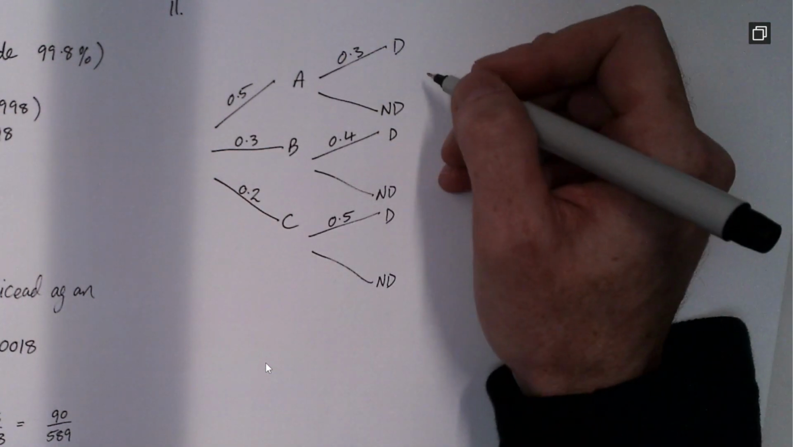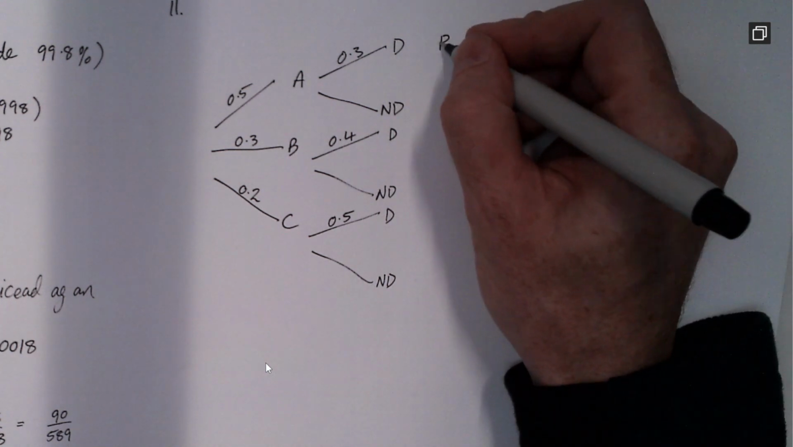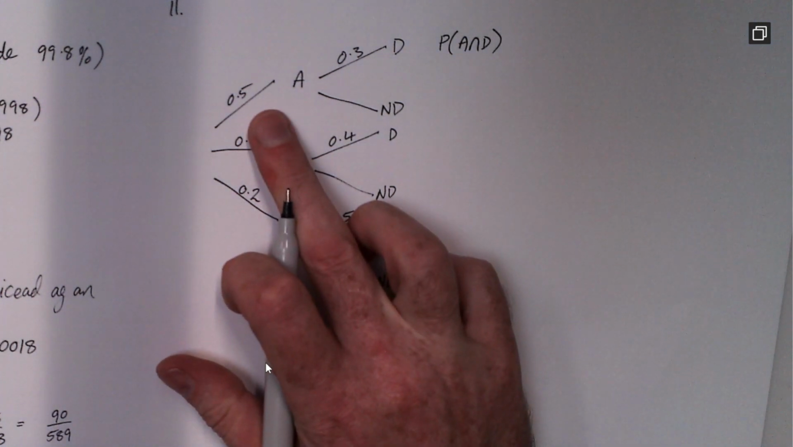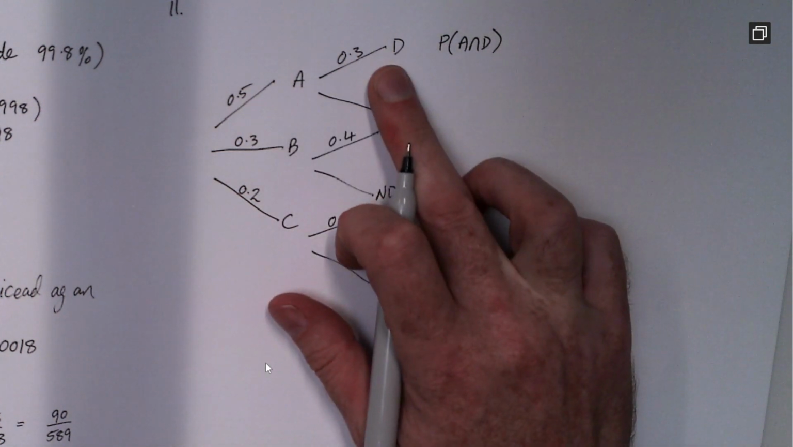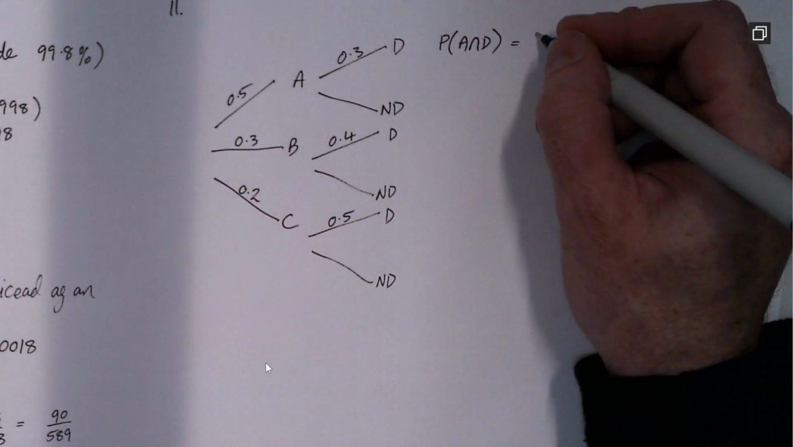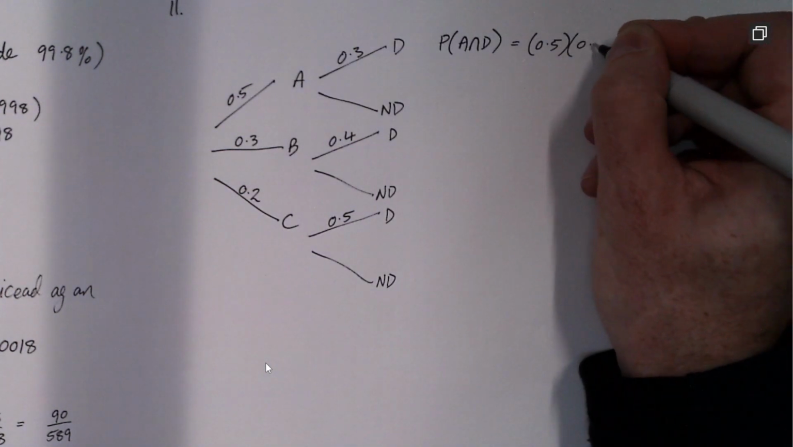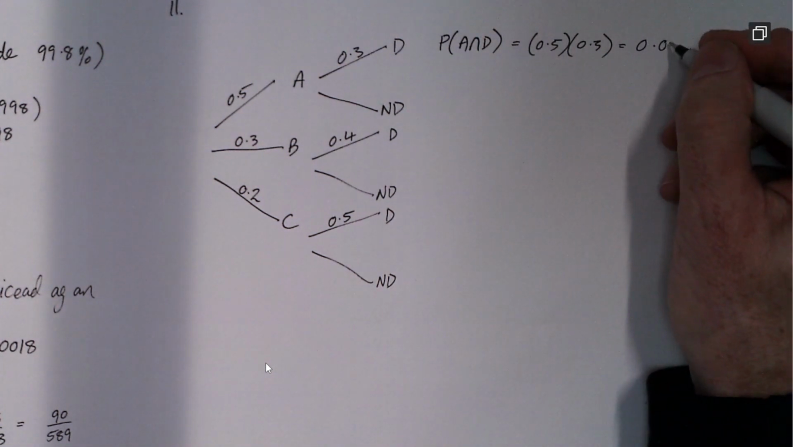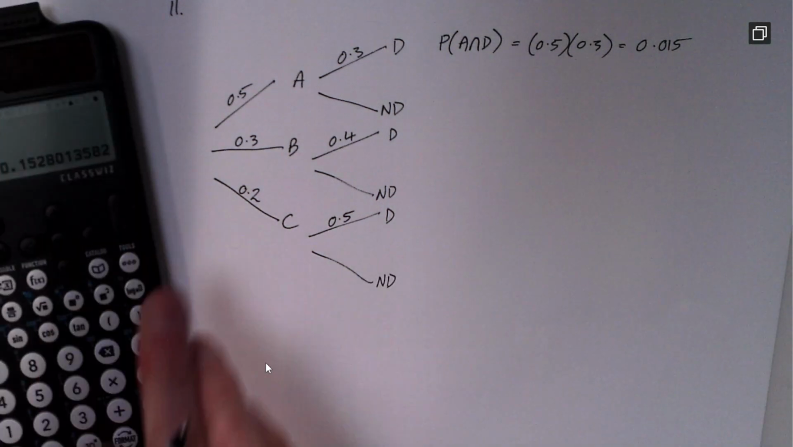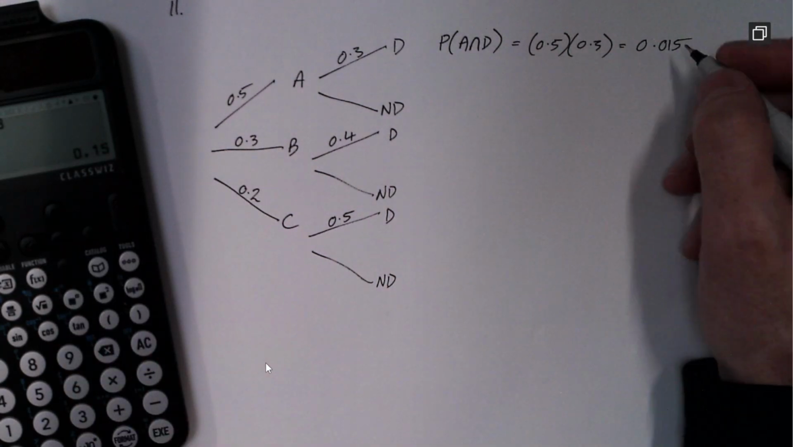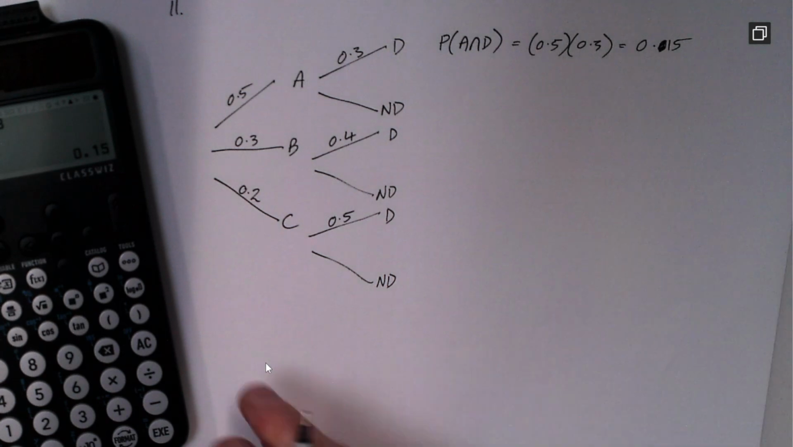Okay, mark in the branches, test something that's called the probability of A and D. So that means the probability that we select item A and it's defective. So 0.5 times 0.03, 0.015 of it. Just double check that. 0.5 times 0.3. I should get 0.15. Go with that. Should be 0.15.